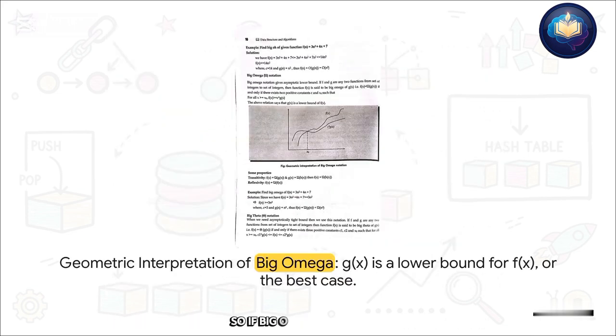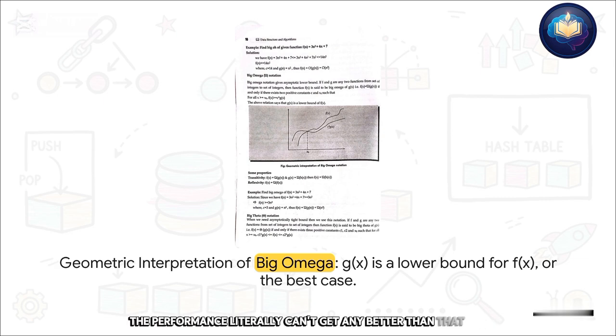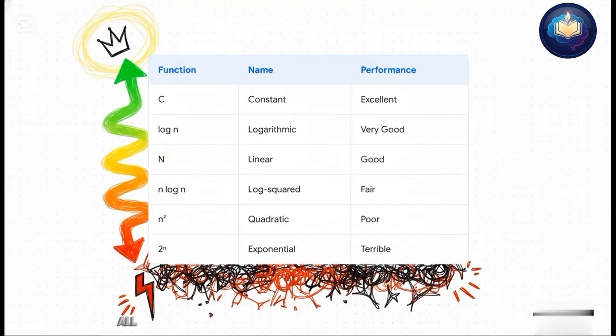So, if Big O is the ceiling, the absolute worst case, then it has an opposite. Big omega, which you see here, is the floor. It describes the best case scenario. For that same search algorithm we just saw, the best case is finding what you're looking for on the very first try. The performance literally can't get any better than that. So what's the bottom line here? All these notations give us a report card for our algorithms.